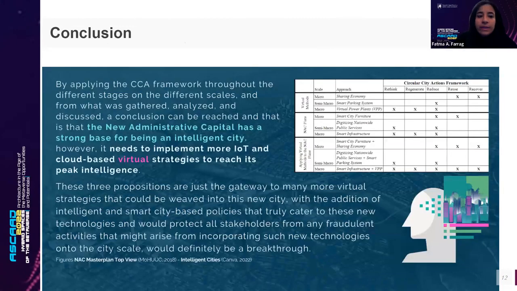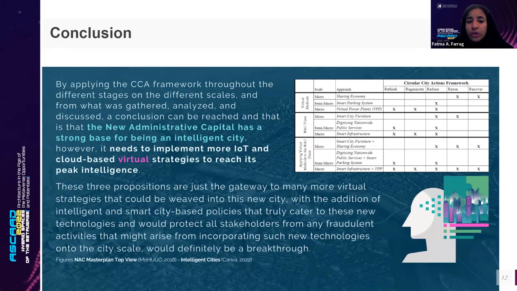Now, to conclude all of this, by applying the CCA framework throughout the different stages of the different scales from what was gathered, analyzed, and discussed, it can be concluded that the new administrative capital has a strong base for being an intelligent city. However, it needs to implement more IoT and cloud-based virtual strategies to reach intelligence.